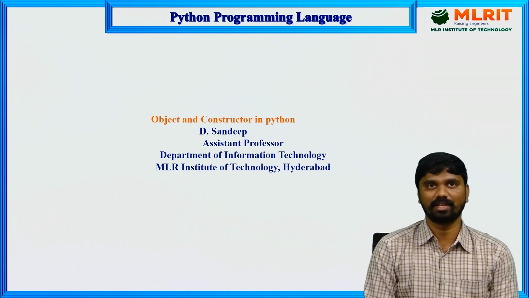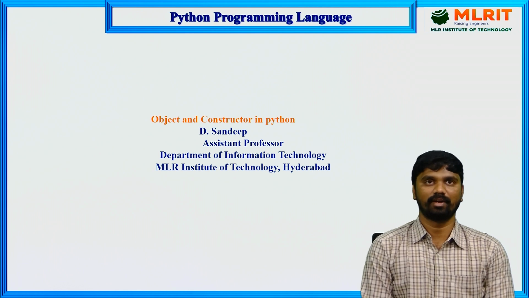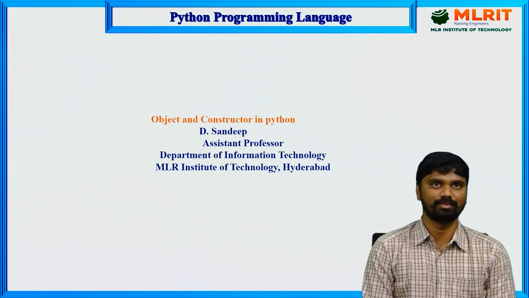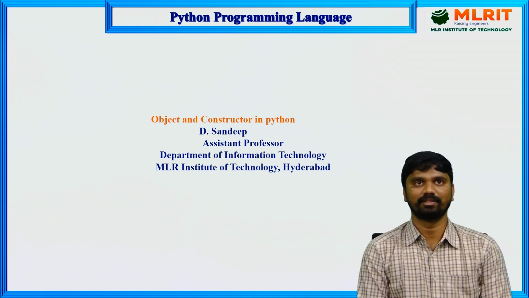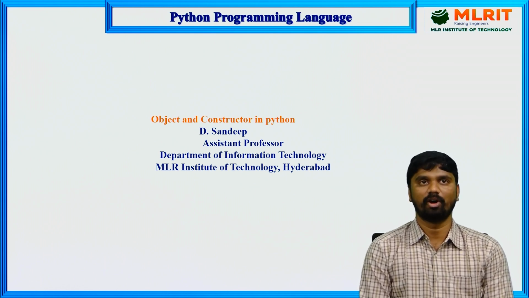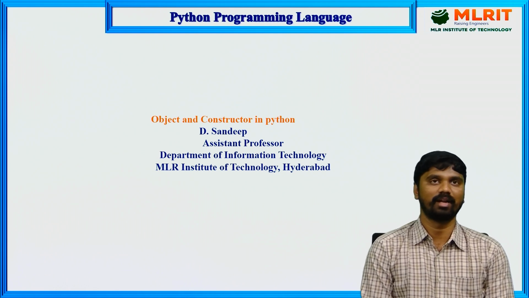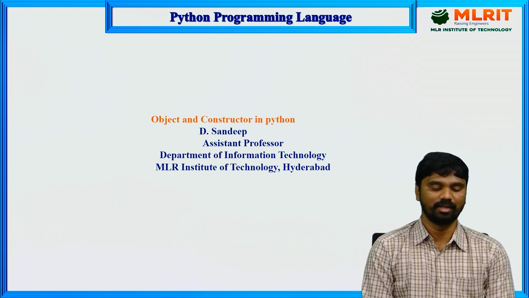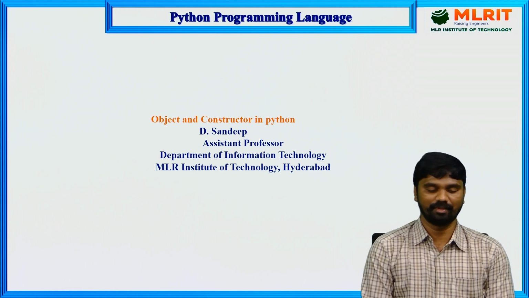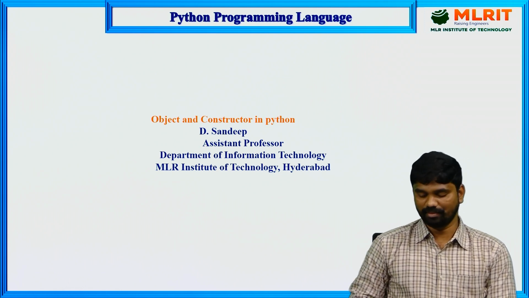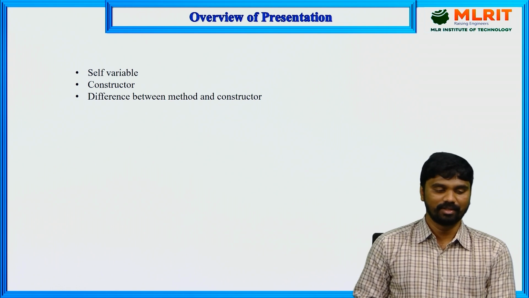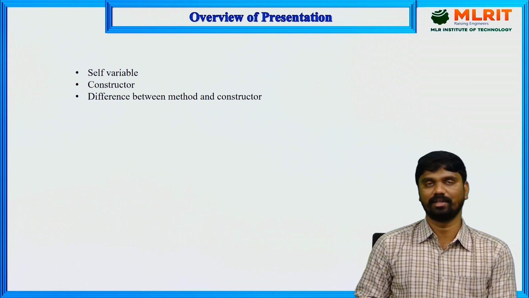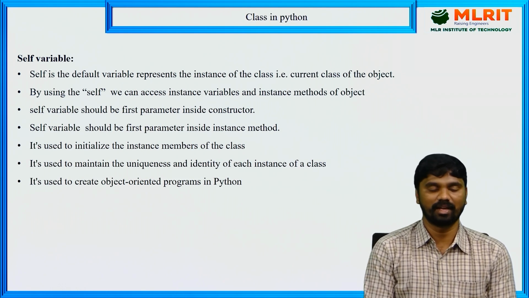So in the previous class, we discussed what a class is, what an object is, how we can create an object, and that any number of objects can be created in a class. We also discussed how an object can access the variables and methods. Now we are going to discuss some more concepts on objects and then constructors: the self variable, the constructor, and the difference between a method and a constructor.